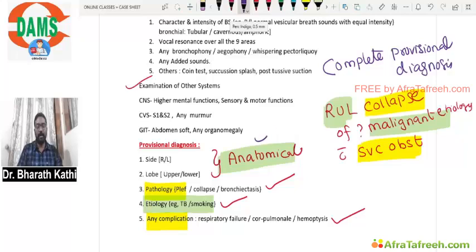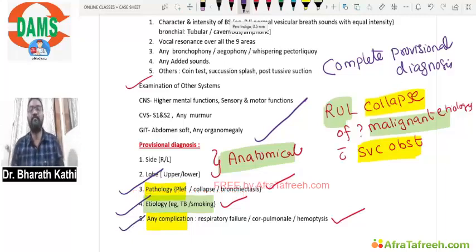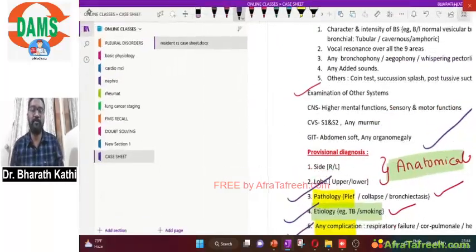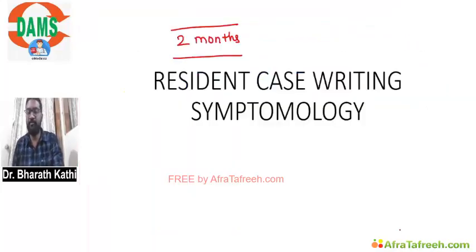So once again, I am stressing the fact that your diagnosis should have all these components. There should be an anatomical component, a pathological component, and an etiological component. And if there is any complication, you can just mention that complication. So with this, we will conclude the session for today. I started from basics, students. So today we have had a brief overview.